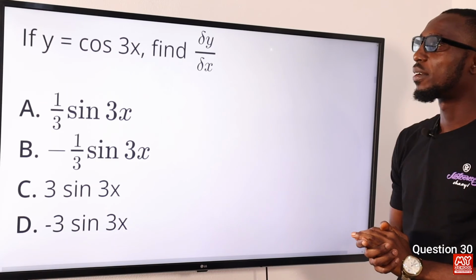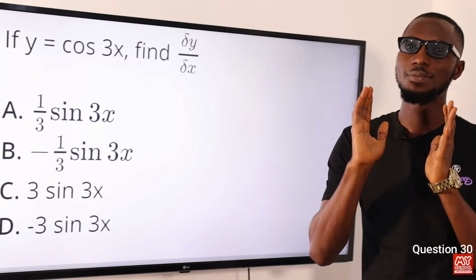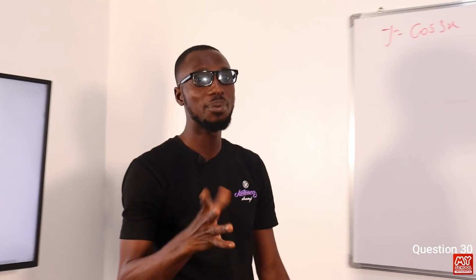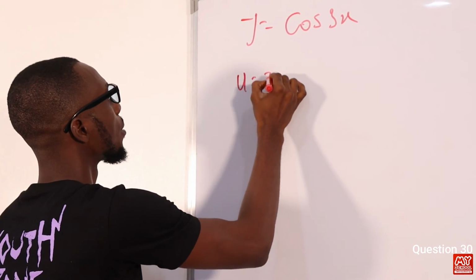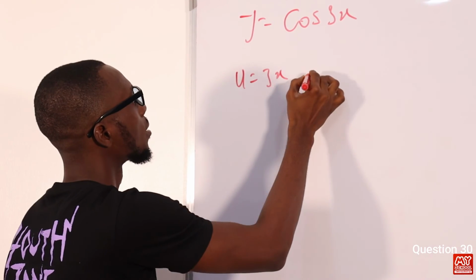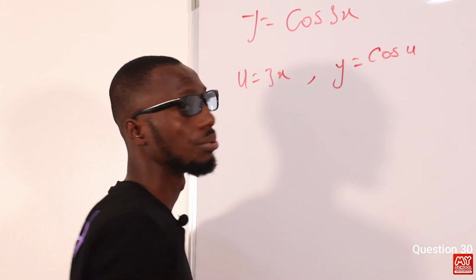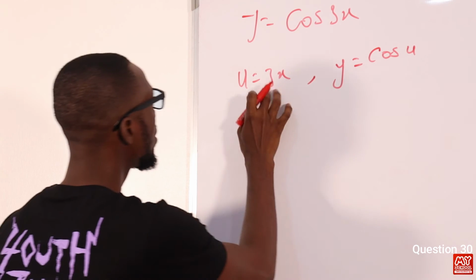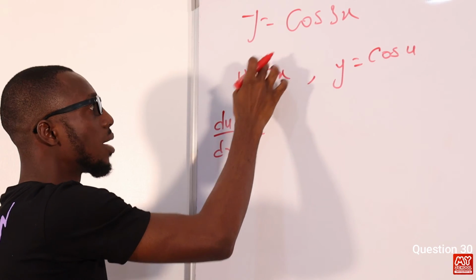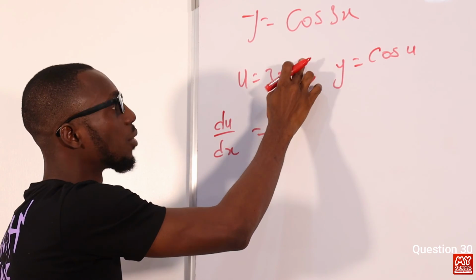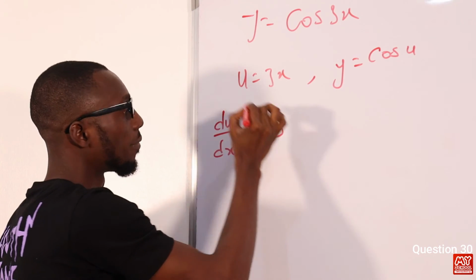30. So we have, if y equals cos 3x, find dy/dx. This is very easy. All you need to do is just separate this entity at first. So this here will make our u equals 3x. Then this will be y equals cos u, isn't it? All right. So when we differentiate this, du/dx, that should give us, remember, 1 times 3, that is 3. 1 minus 1, that is 0. So x raised to power 0 is 1. 1 times 3, we have 3.